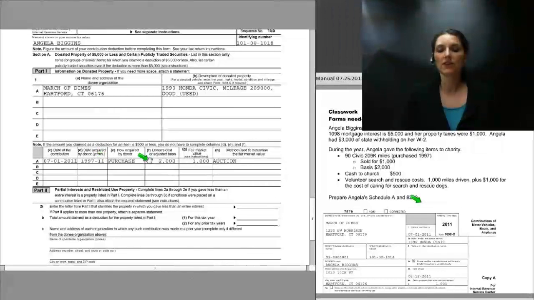How much did Angela pay for the car? She paid $2,000. How much was it worth? Well, it's worth what it sold for at auction, and that was $1,000. After completing the 8283, we move back to the Schedule A.